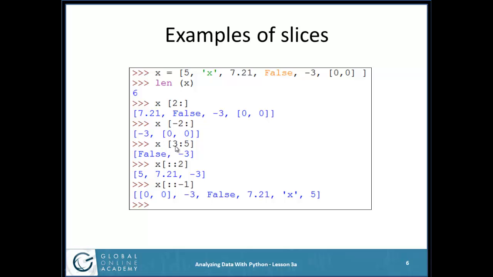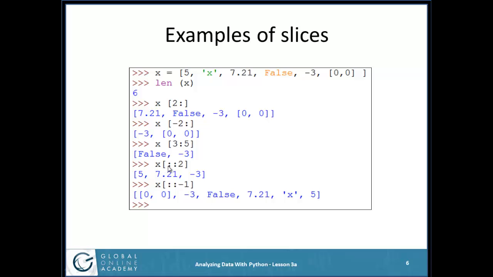If I do x[3:5], it goes, well, here's 0, 1, 2, 3. It's going to start with False. Here's 4. Here's 5. It's going to stop right before it gets to 5. So this says start at element 3, go up to but not including element 5. So I get the list that has these two elements.